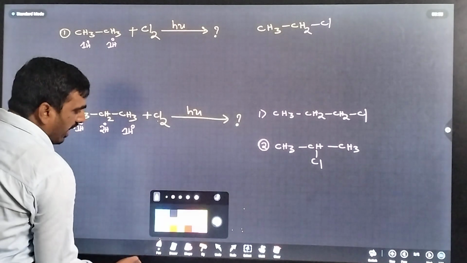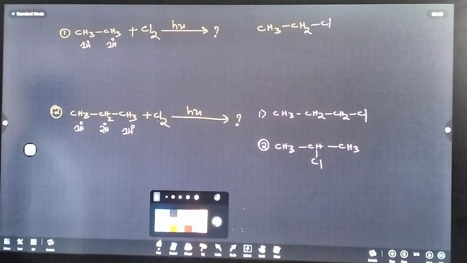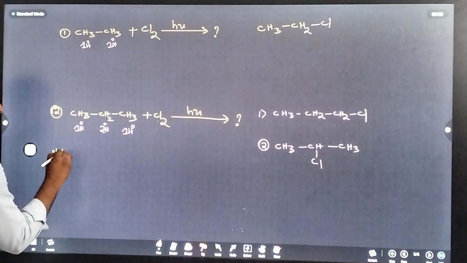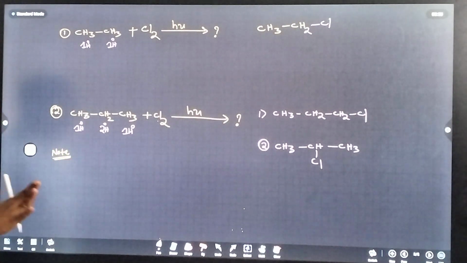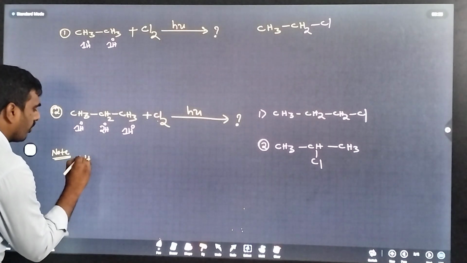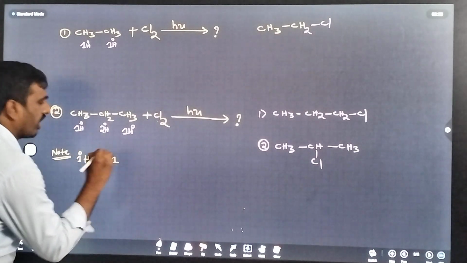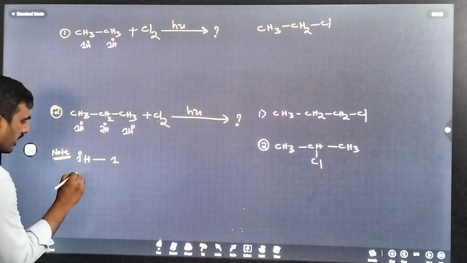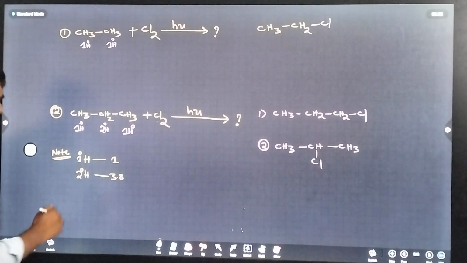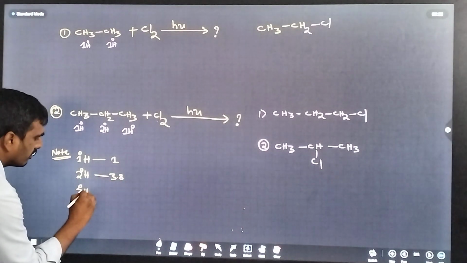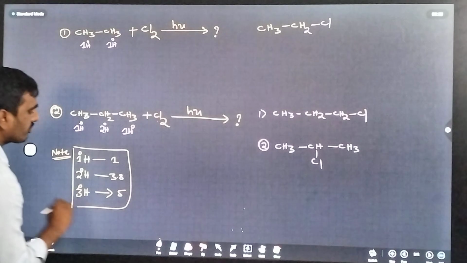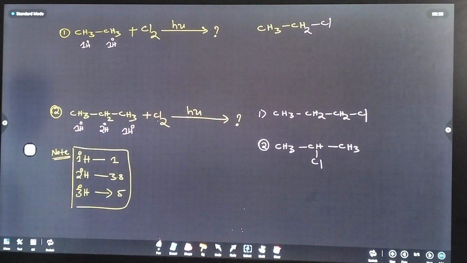So I can give some values of primary, secondary, tertiary hydrogens. Note: the first degree hydrogen value is 1, the second degree hydrogen value is 3.8, and the third degree hydrogen value is 5. These are the values of primary, secondary and tertiary hydrogen.